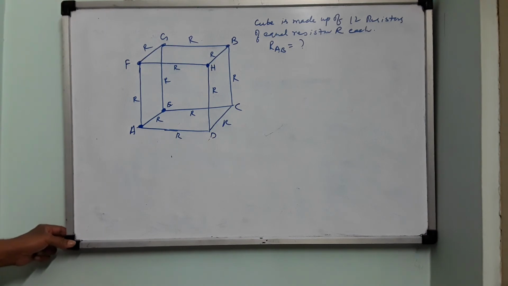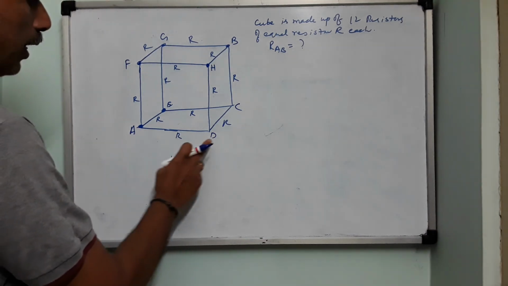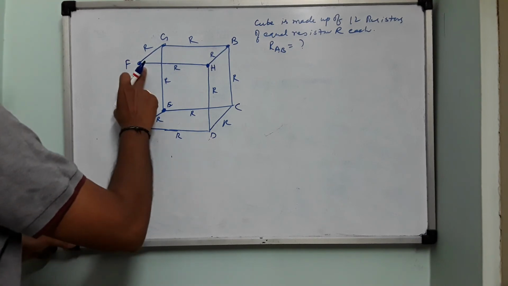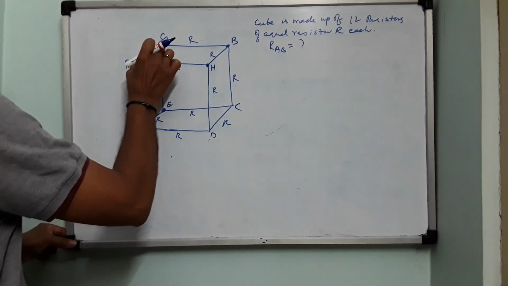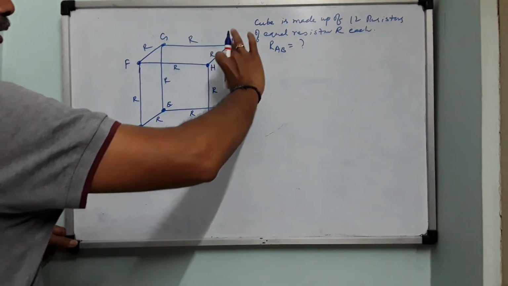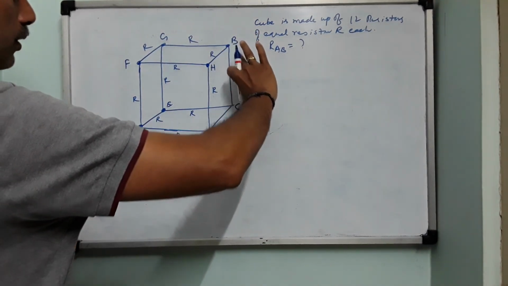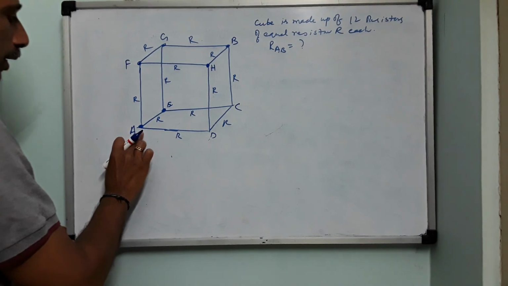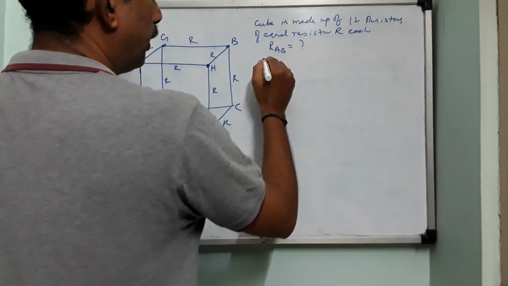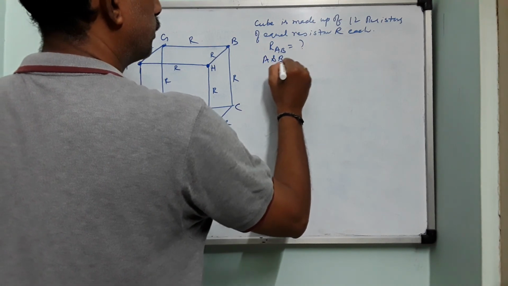So I can calculate the net resistance between A and D. I also can calculate the net resistance between A and F. I also can calculate the net resistance between F and G. I can calculate the net resistance between G and B. I can calculate the net resistance between B and C. I also can calculate the net resistance between A and B, where A and B are diagonally opposite.